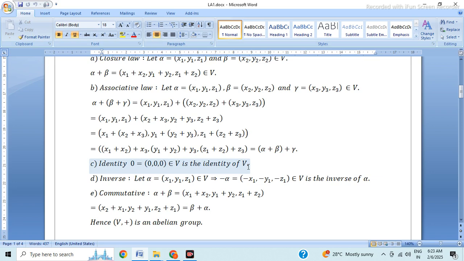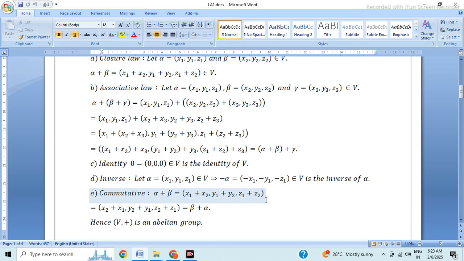Then next is the identity element. What is the identity element? It is 0, 0, 0. Then what is the inverse? If alpha is x1, y1, z1, the additive inverse is, we know, minus x1, minus y1, minus z1. In that, the fifth condition is the commutative law.